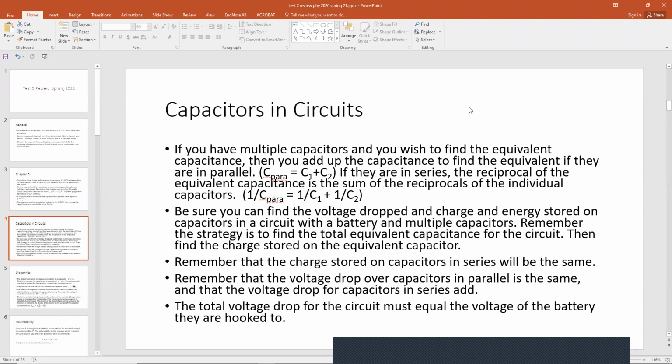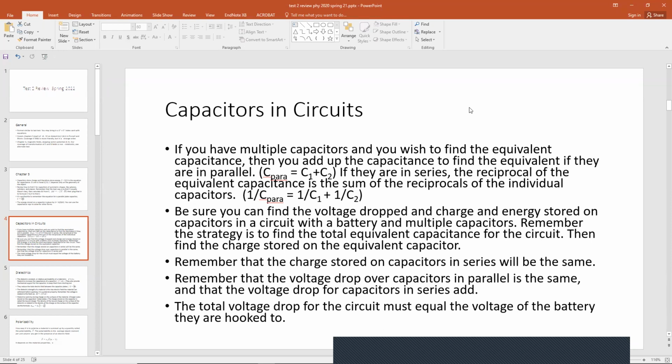Okay, now, if you have more than one capacitor in a circuit and you'd like to find the equivalent capacitance for that circuit, and there are no resistors or anything like that in there, so you're just looking at capacitors either in series or in parallel with one another, then if you've got capacitors in parallel, you find the total capacitance by adding up the capacitances of the capacitors in parallel. So C parallel is equal to C1 plus C2, for example, but you'd keep going if you had more.